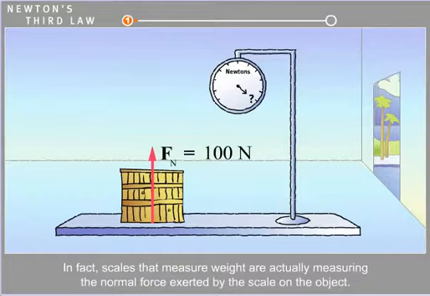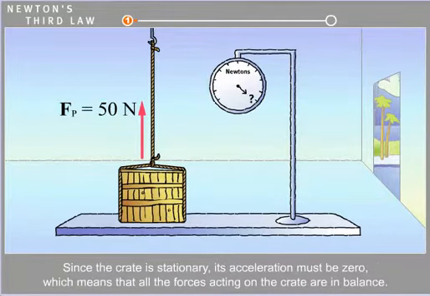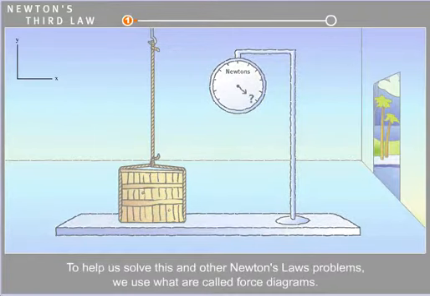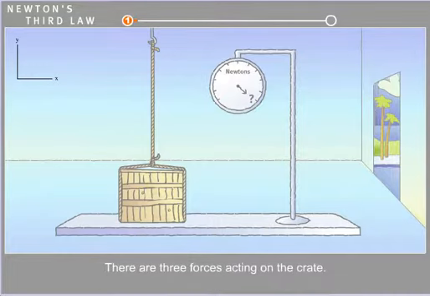What would happen to the normal force if we pulled upward on the object with a force of 50 newtons without lifting the object off the floor? Since the crate is stationary, its acceleration must be zero, which means that all the forces acting on the crate are in balance. We'll choose the upward direction as positive. What are the forces acting on the crate? To help us solve this and other Newton's laws problems, we use what are called force diagrams. To construct a force diagram, we begin by marking all the forces acting on the object, in our case, the crate. There are 3 forces acting on the crate.